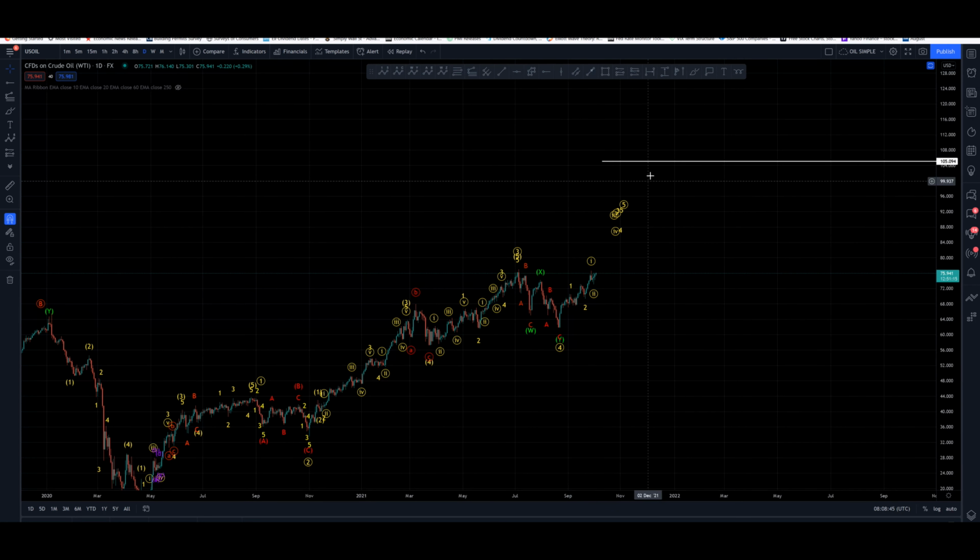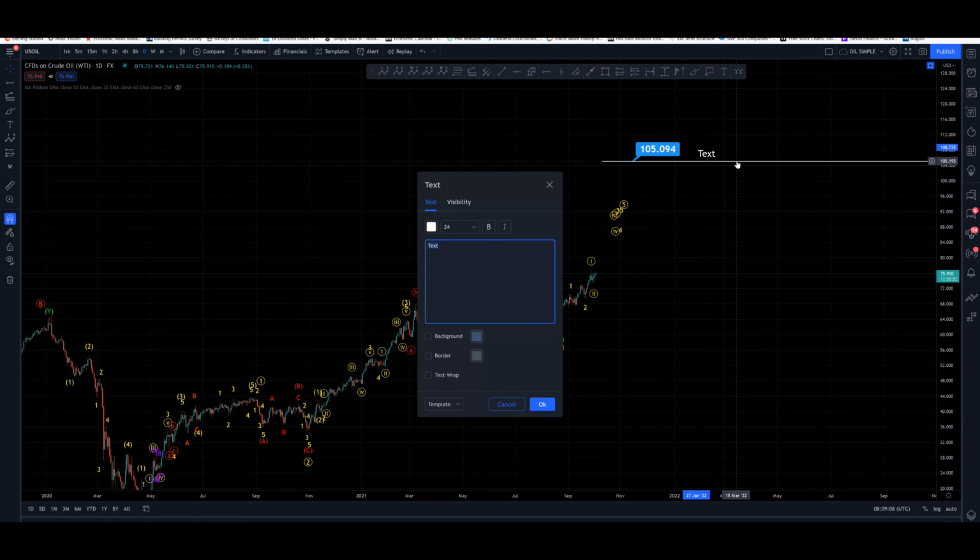Now this isn't a magnet. It's not a target that's going to draw price up here. This is a limit. Okay, because we didn't see a longer wave 3 than a wave 1, this wave 5 will not go beyond this point. So we will stop any time between now and this target up here.